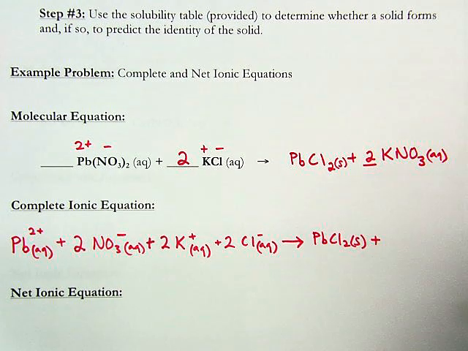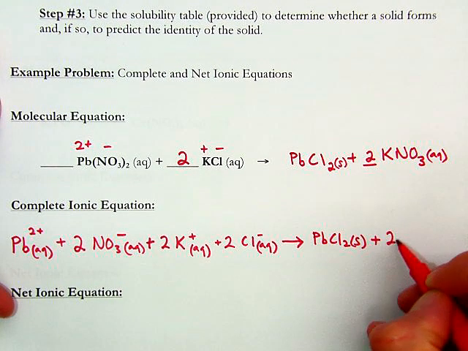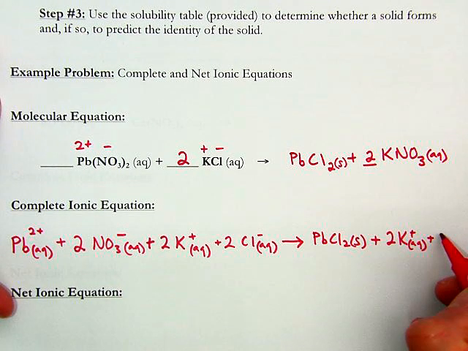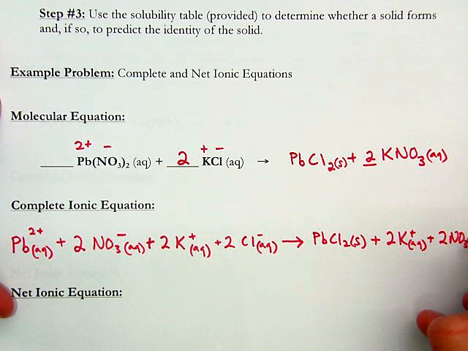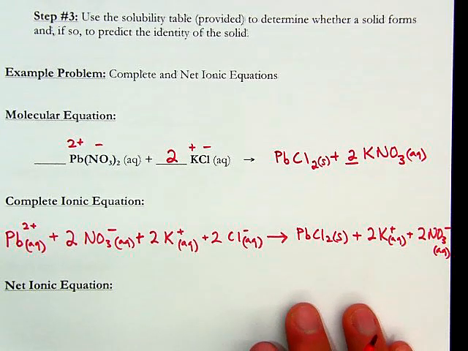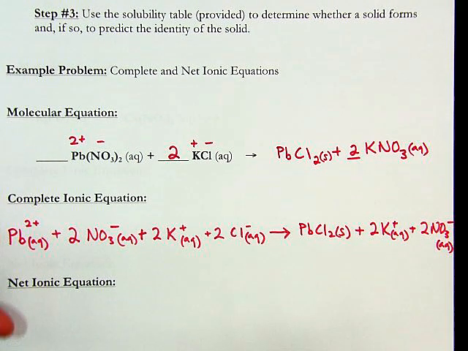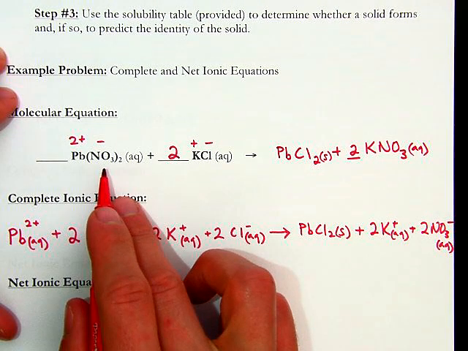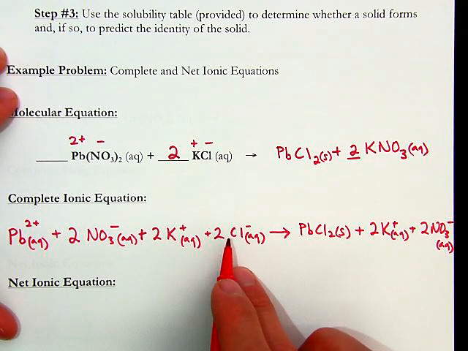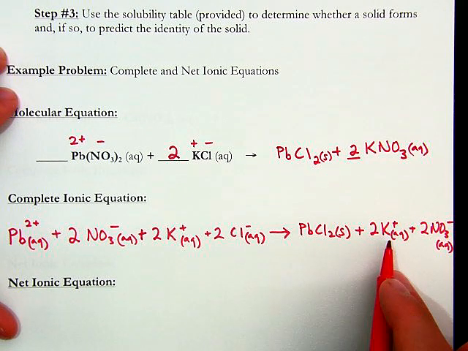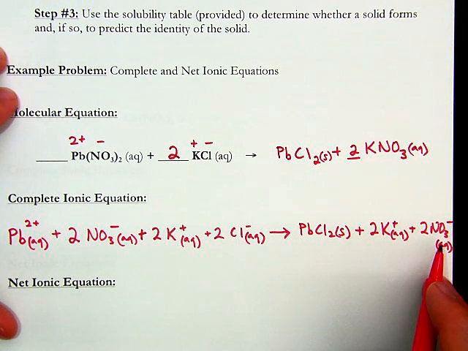Then I have 2 nitrates, 2 potassiums, so I write 2 K's. And I have 2 nitrates. So this is our complete ionic equation. We have all of our ions in solution present before, and then afterwards we have the formation of a solid which stays intact, and then we have 2 potassium ions in solution and 2 nitrate ions in solution.